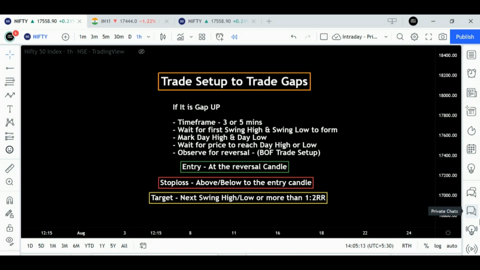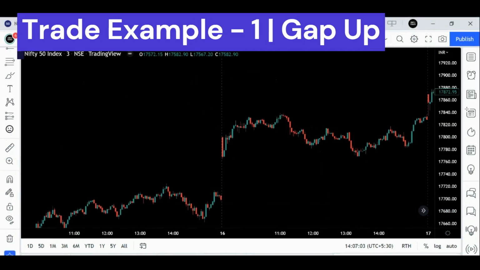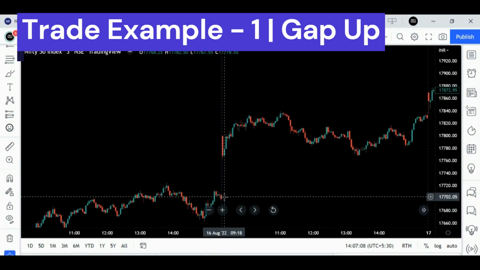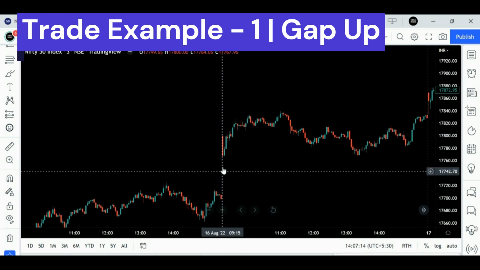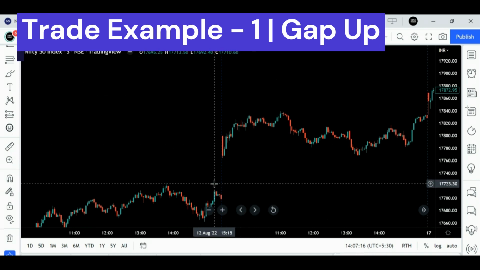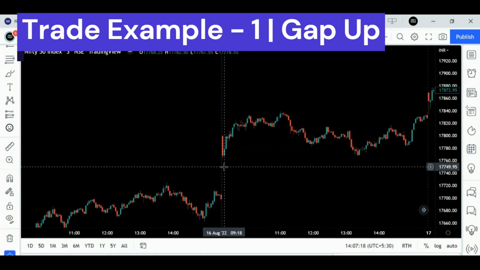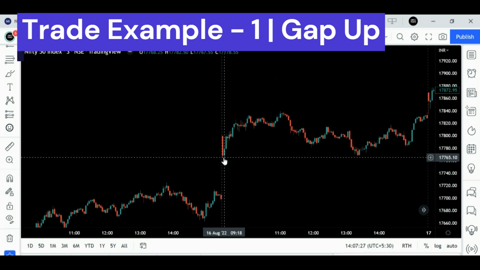So let me show you one example now. This is the example of the gap up which happened here. The previous day close was at this point and today's open was here. So this is a complete gap up. So what is this gap? The gap up is nothing but an overnight position created by the traders. They were super bullish. So now price opened here.